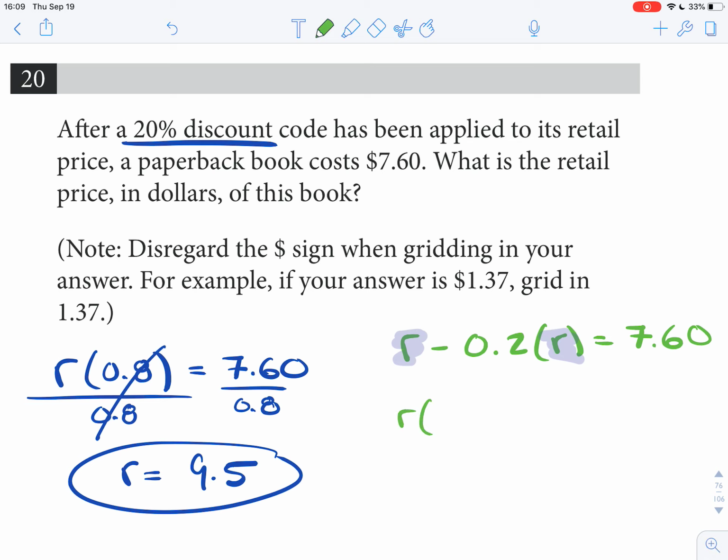And if we factored an R out, you would get R times (1 minus 0.2) equals $7.60. And guess what that's going to give you? 1 minus 0.2 is, lo and behold, 0.8. Just proving what I had said from the beginning, that a reduction of 20% is effectively the same as finding 80% of a number, right? 80% of a number is inherently 20% less than that number.